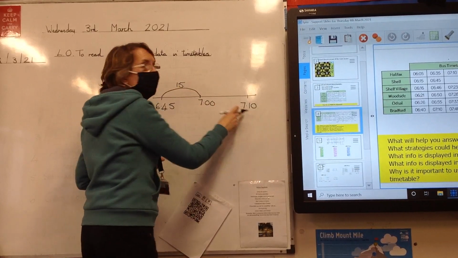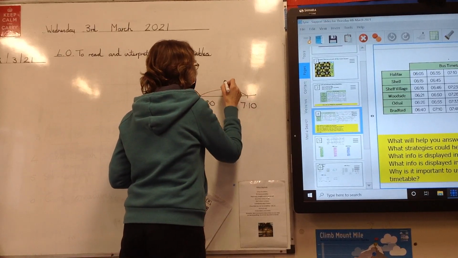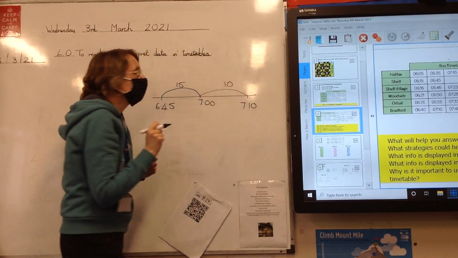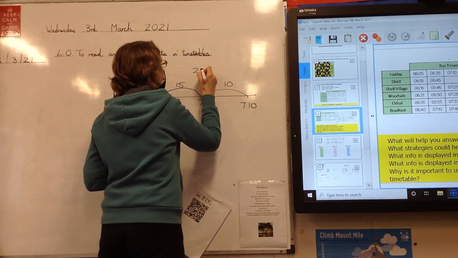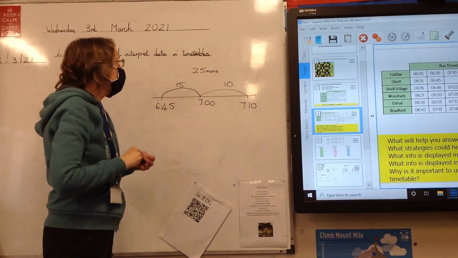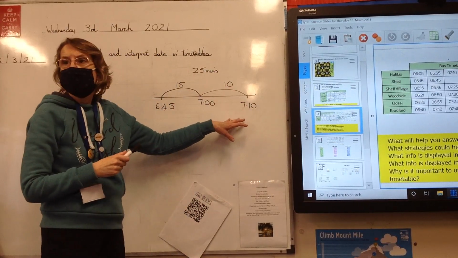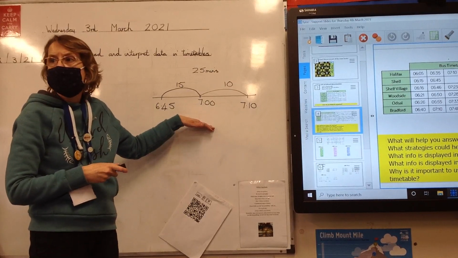From 7 o'clock to 7:10, how many minutes? 10 minutes. How many minutes altogether? 25 minutes. Okay. So you could use a number line to help you. Alright? A number line is a really useful strategy, a really useful tool.